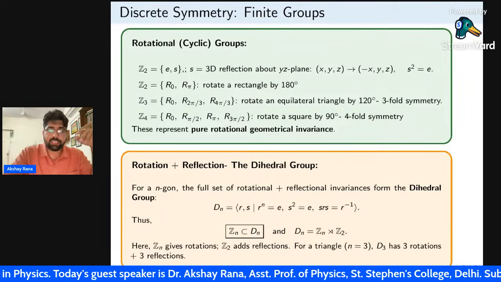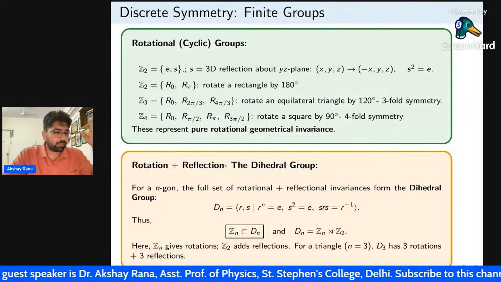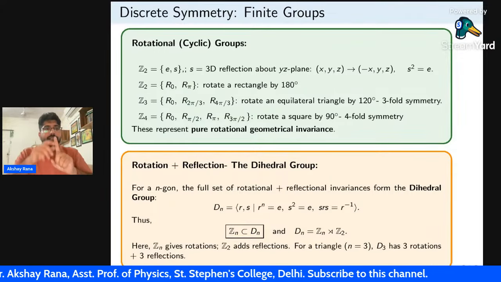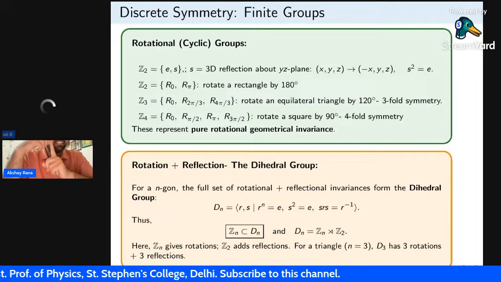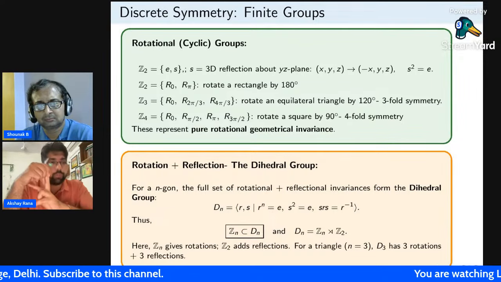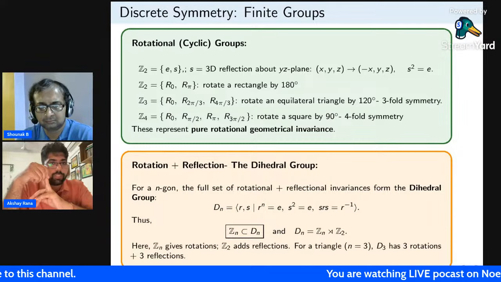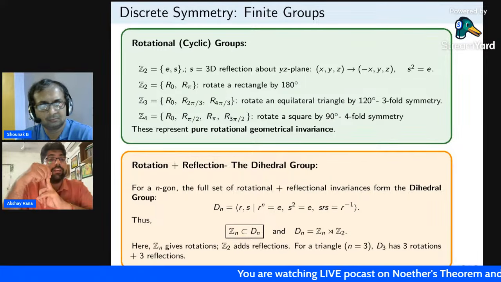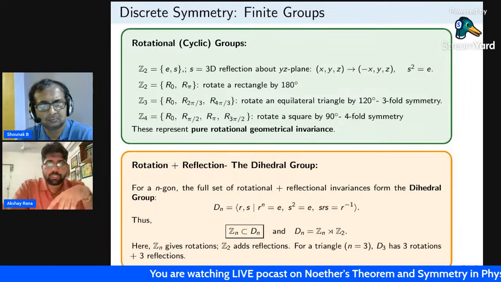So these are the few names which we'll figure out. A few things we have learned: with discrete symmetries, we are not going to talk about individual symmetries. We are going to talk in terms of groups, and all these groups for the discrete set are going to be finite groups. That's the key point one should keep in mind.